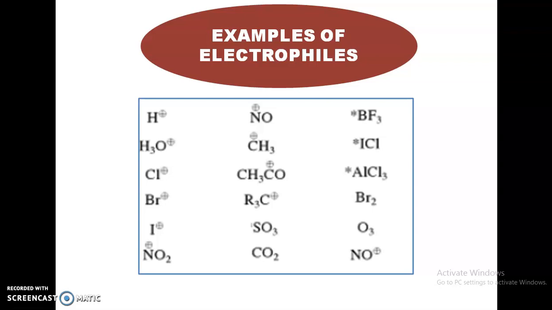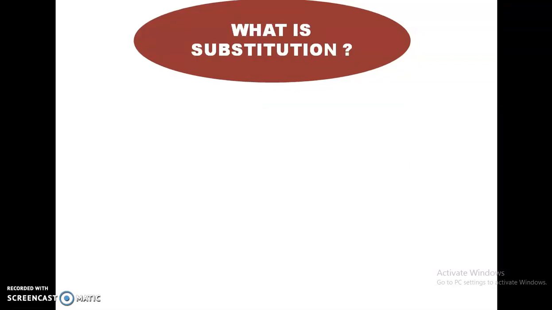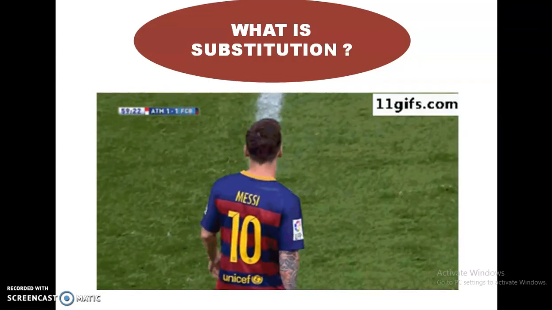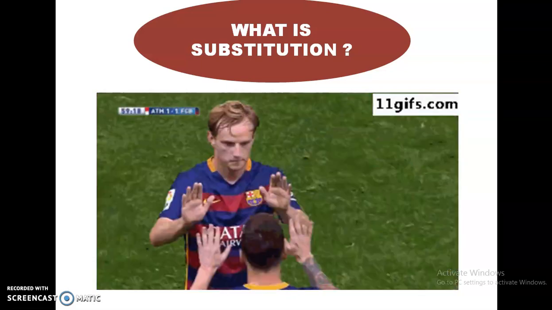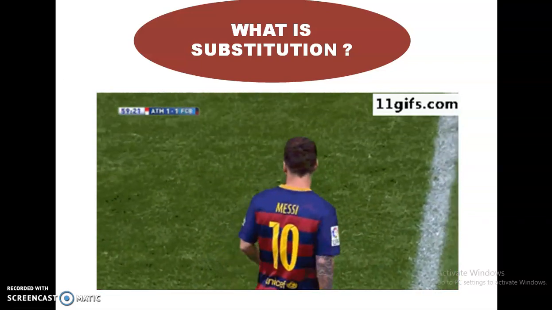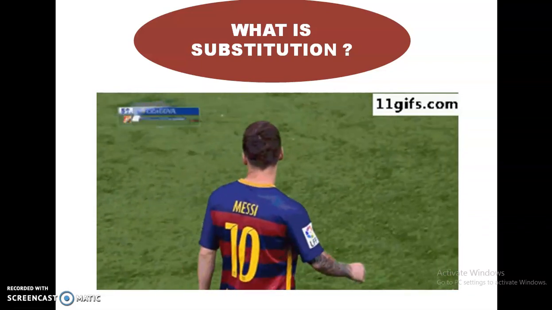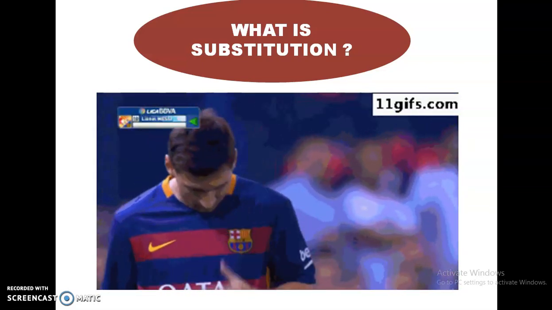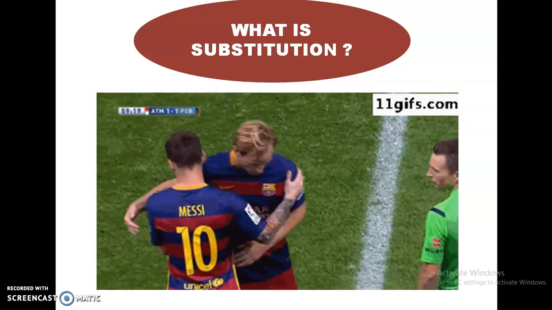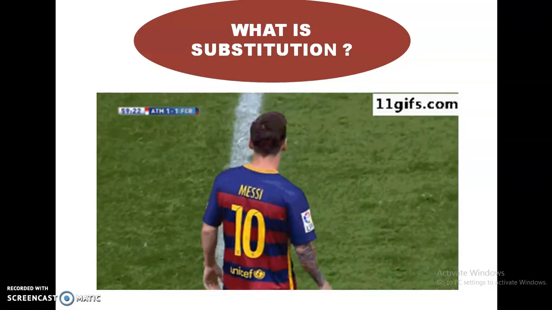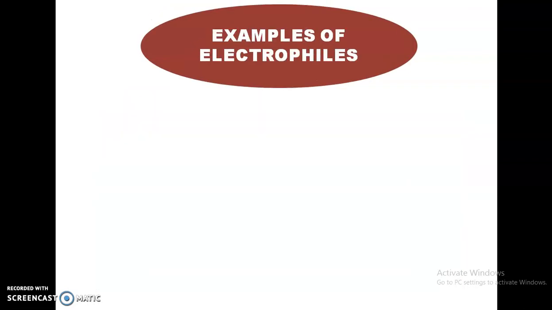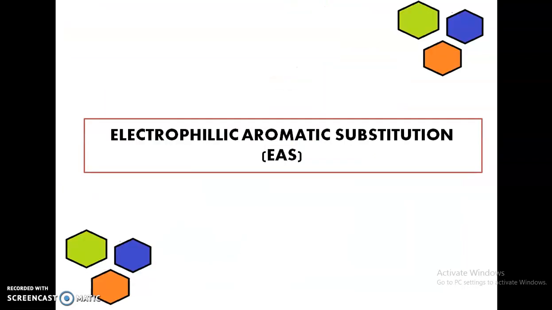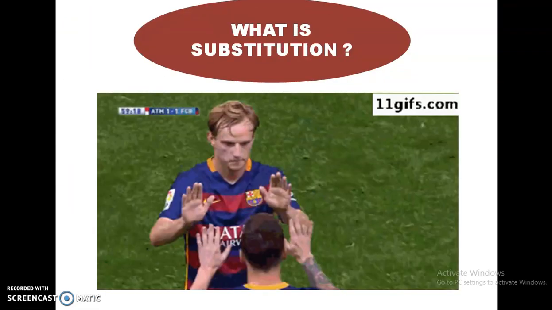So when I say electrophilic and aromatic, now we know what is electrophilic, we know what is aromatic. So what exactly is substitution? What different example can I give? What does this video signify? Yes, it signifies a replacement of one of the players by another. And who does not know Messi? Yes. So substitution is when one atom is replaced by another, and that is called substitution. Hence we are going to see electrophilic aromatic substitution reactions.